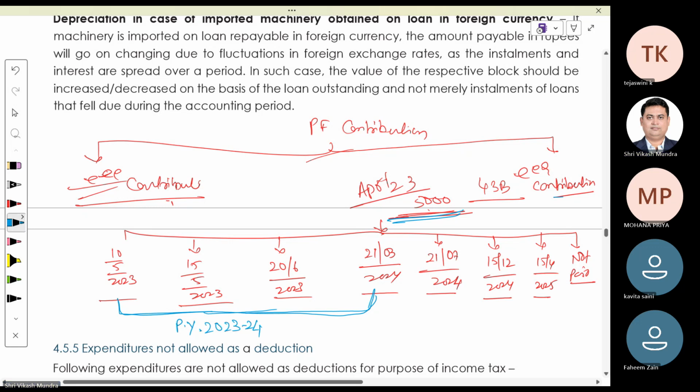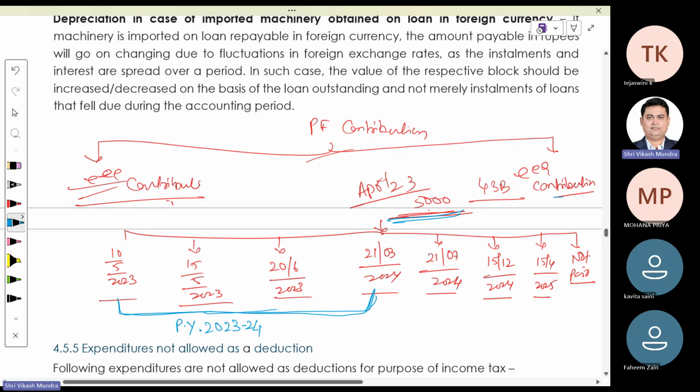2023-24. If it is within the due date, that means cash basis we are supposed to follow. That means we are following cash basis. That means the year in which payment has been made, we are supposed to get the deduction. However, the only exception is that in the first year in which this expenditure pertains, this expenditure is related to previous year 23-24.